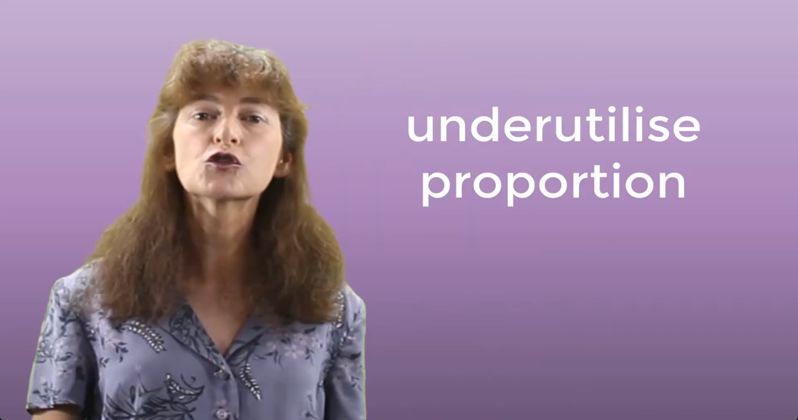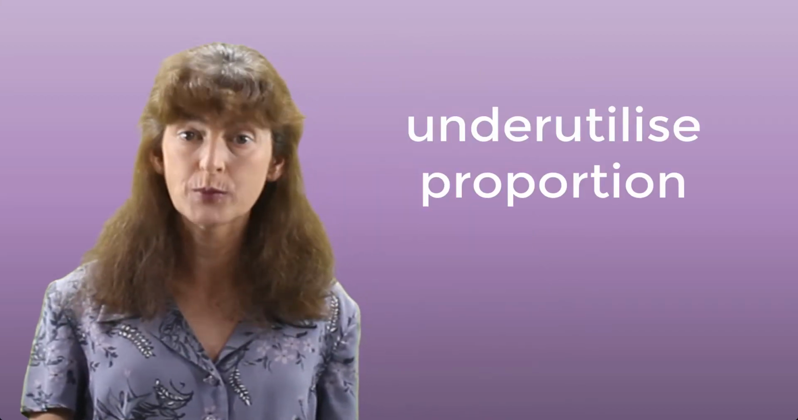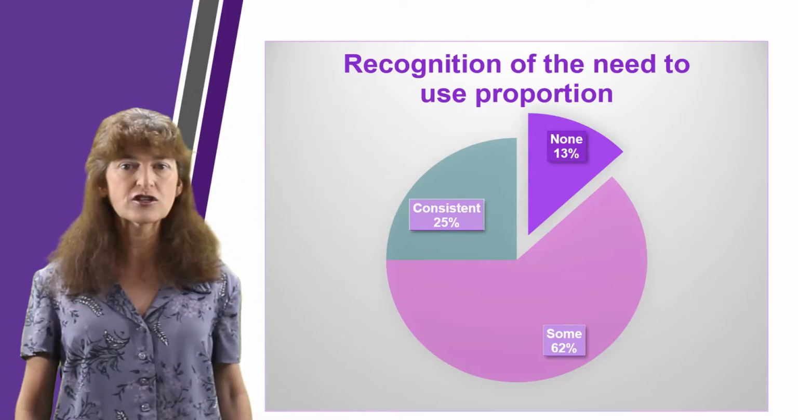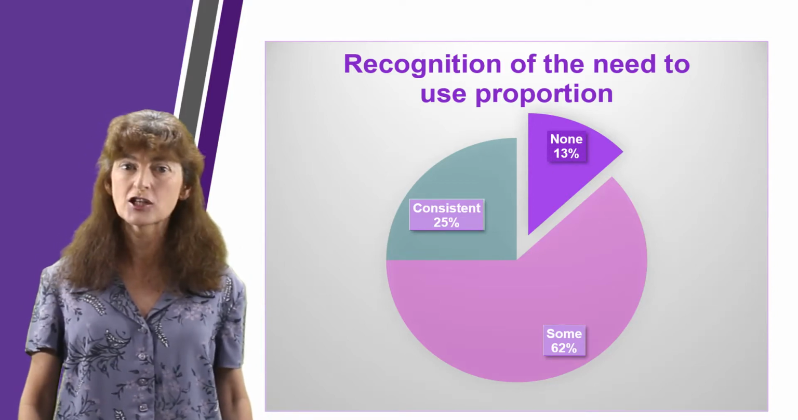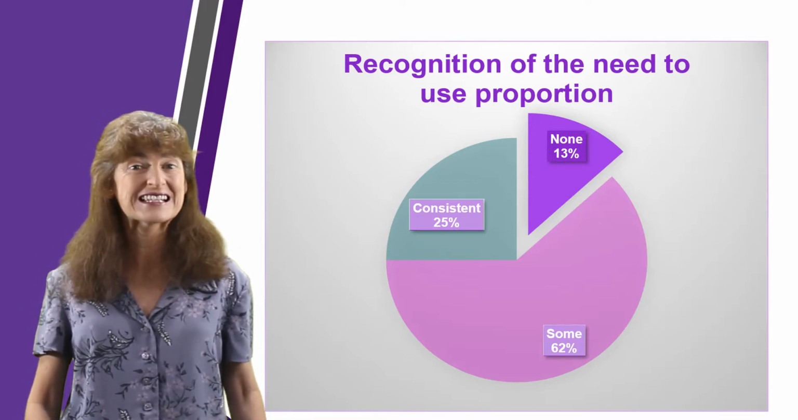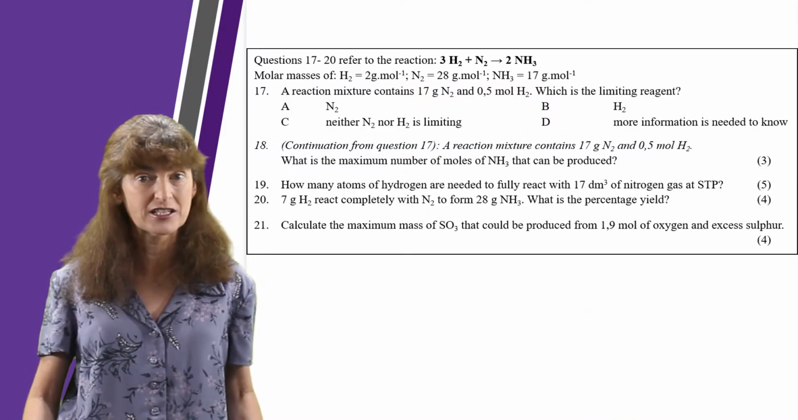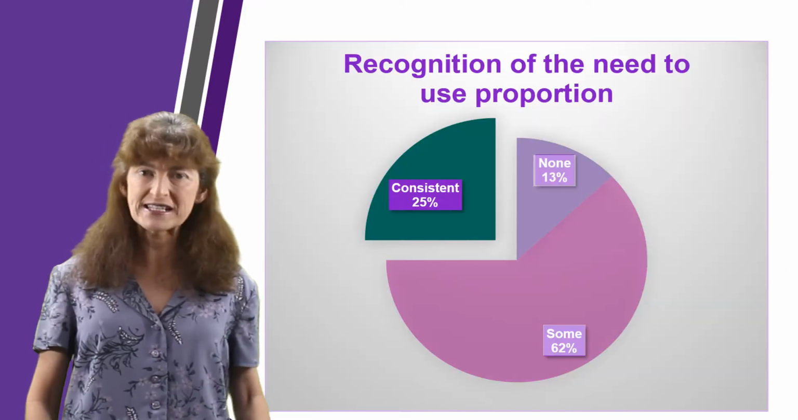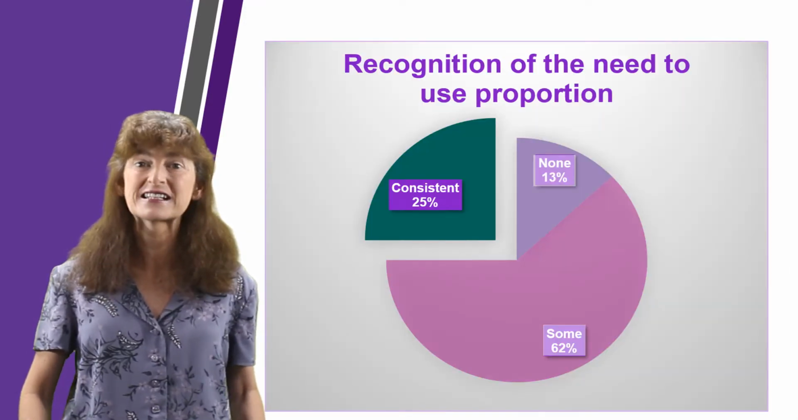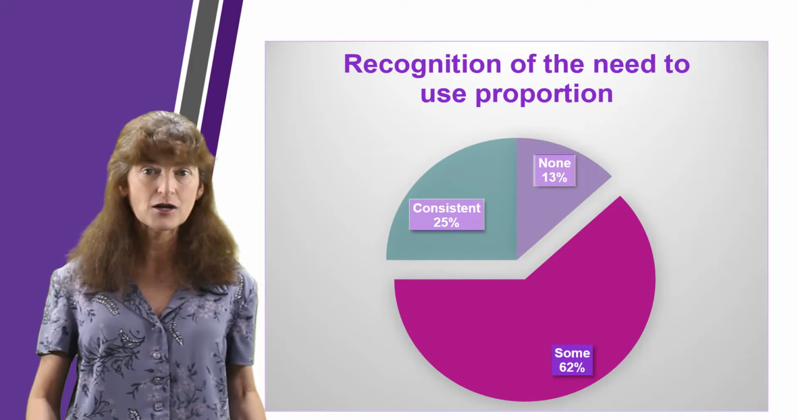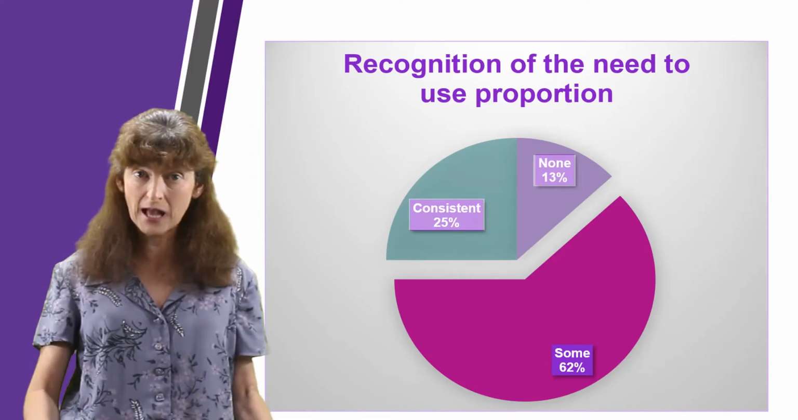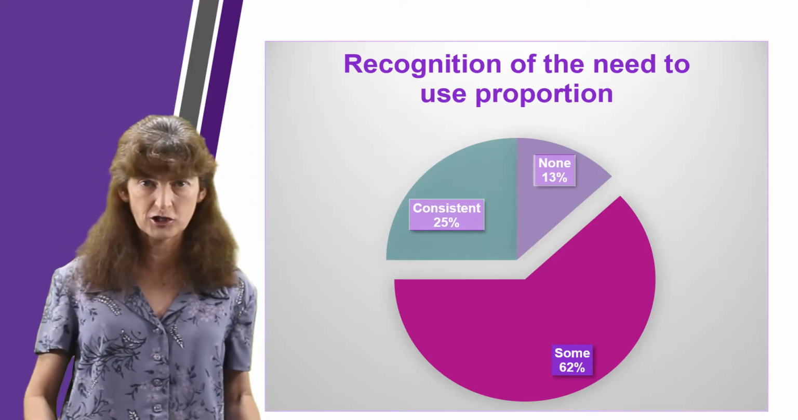In this paper, I show that South African physical science teachers, and probably also physical science teachers from other developing countries, greatly underutilize proportion. 13% of my 171 physical sciences teachers sample failed to recognize the need to use proportion in any of the 4 reaction-based stoichiometry questions that I used. 25% recognized this need consistently, and 62% recognized the need for proportion for some, but not all, of the questions.